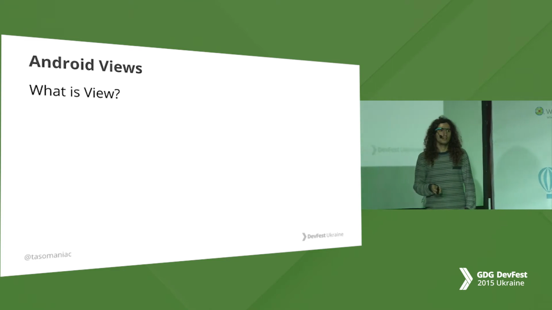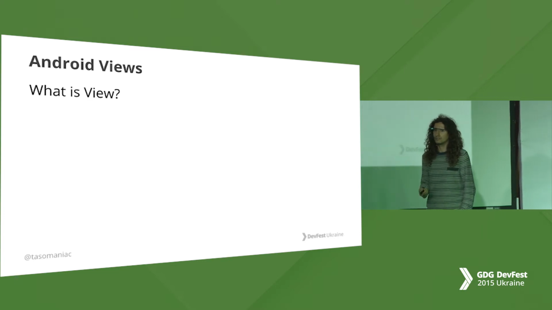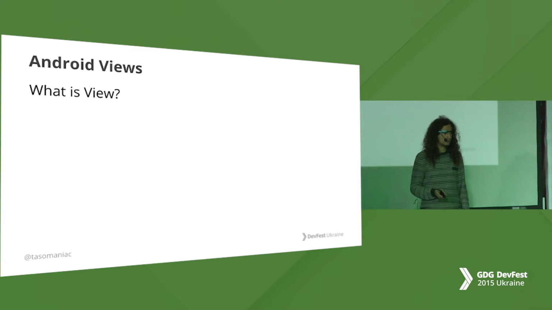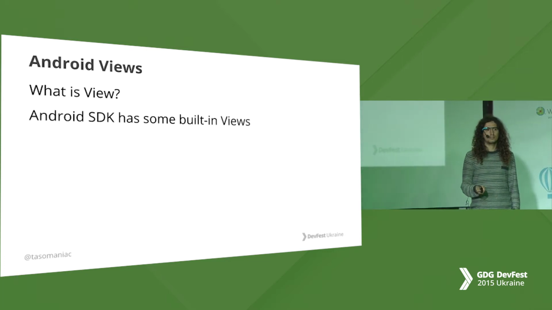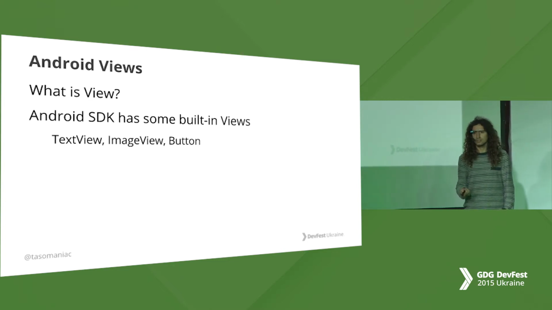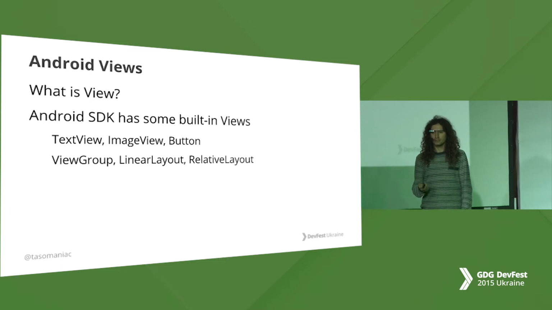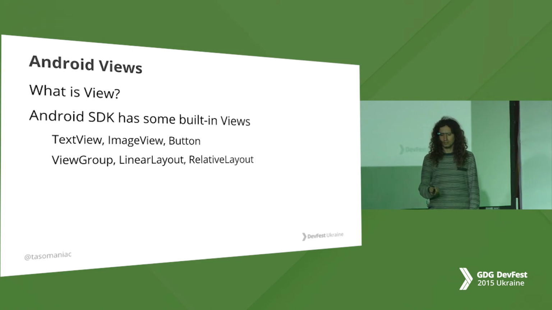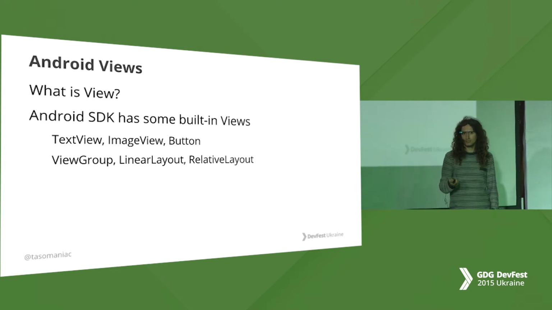Android views. When you begin Android development, the first thing you should see is actually Android views. What do we have in the Android SDK? We have text views, images, buttons, of course, and some view groups to place them in. We have linear layout that places the views linearly, horizontally or vertically. We have relative layout that we can relatively position the children views.